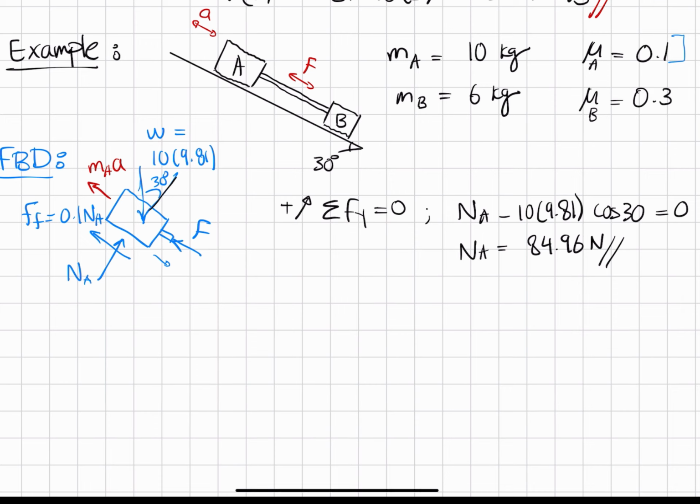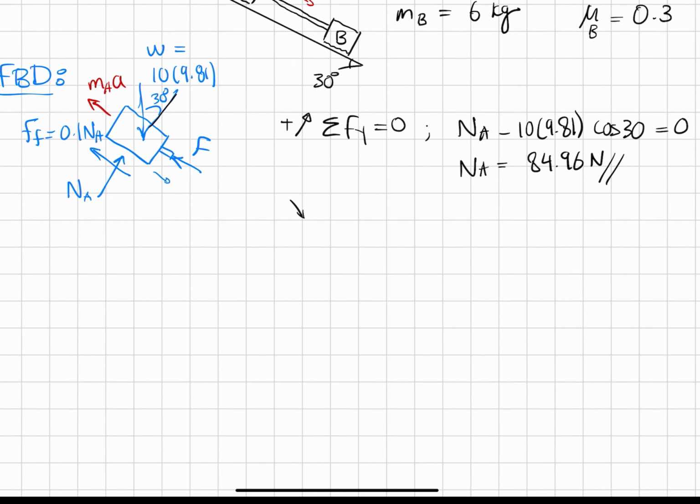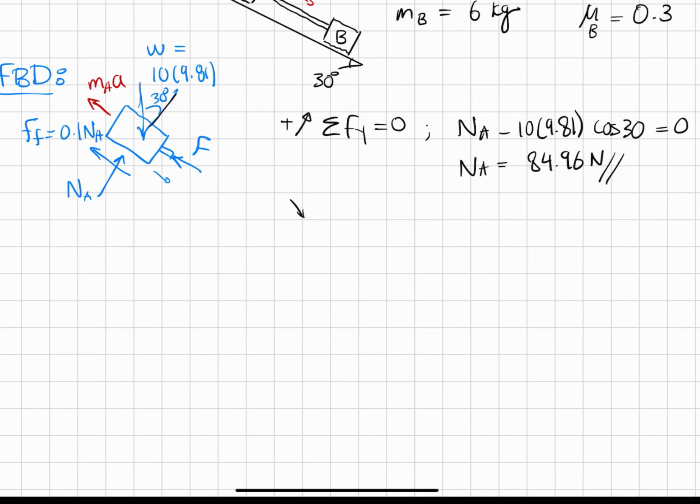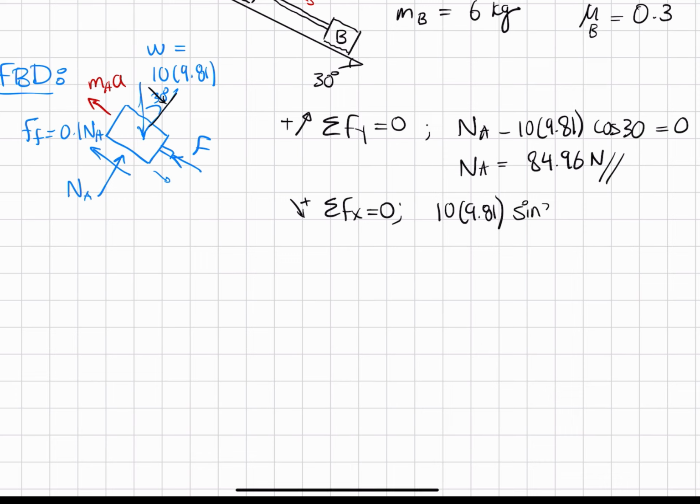For this example, we could say going down is perhaps positive. So this is positive. Sigma Fx is equal to 0. For this, I want to start by looking at the weight of the mass. We have 10, 9.81. This time, it's the horizontal component, right? It's this component. So we are looking at sine 30.